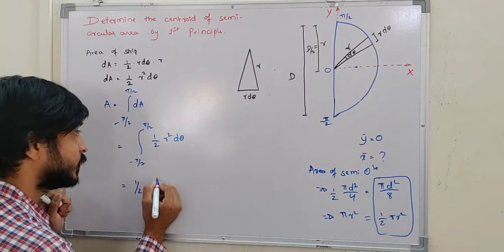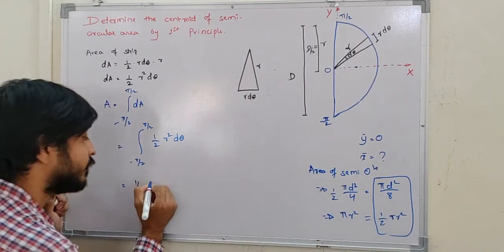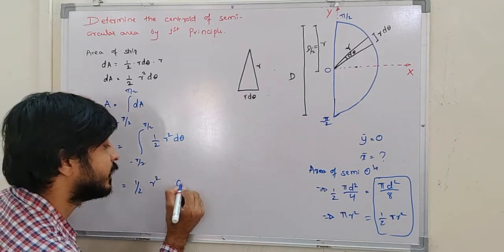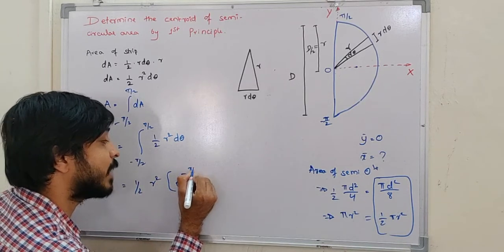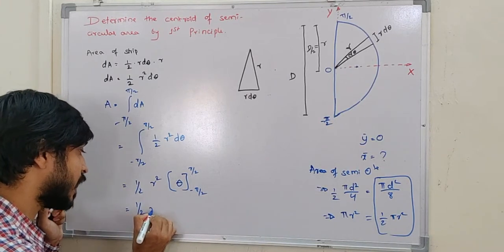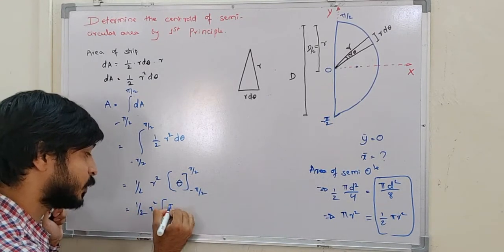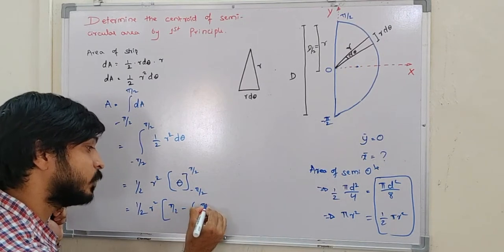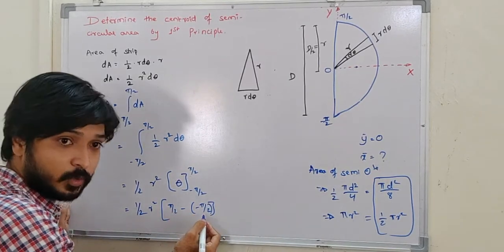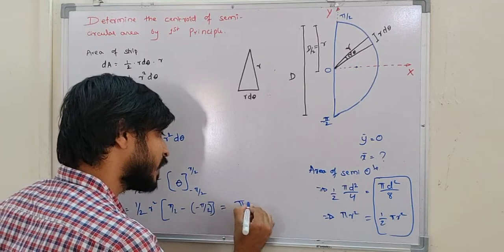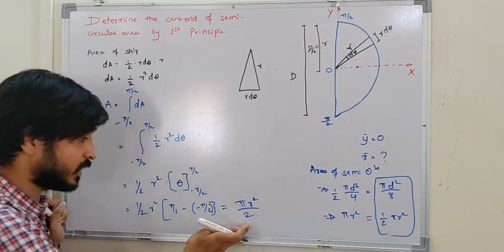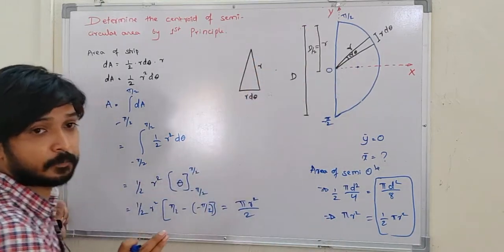Half I'll take outside. R square is the radius, which is constant, so it will remain as it is. So if I integrate d theta, I get theta, and the value ranges from minus pi by 2 to plus pi by 2. If I substitute here, 1 by 2 r square, pi by 2 minus of minus pi by 2. So pi by 2 plus pi by 2, it is pi. So it is pi r square divided by 2. This is what we have got. Same thing I had written earlier, right? So this is the area of a semicircle from first principle.